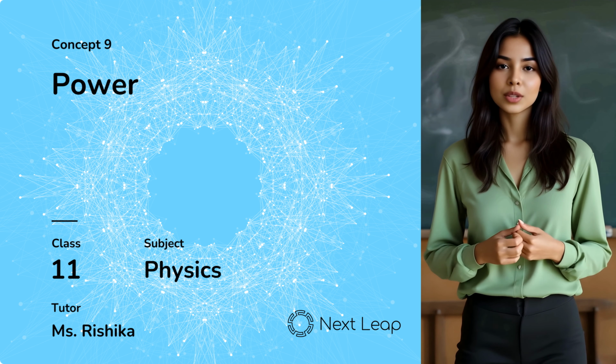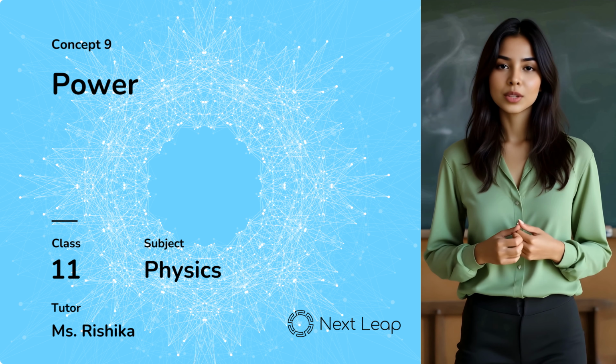Let's switch gears and see how power works in mechanical systems. Power is the rate at which work is done. If you're lifting a box, the faster you lift it, the more power you're applying. This can be calculated by P equals F times V, where F is the force and V is the velocity at which you're lifting it. The harder and faster you push or pull, the more power is involved.